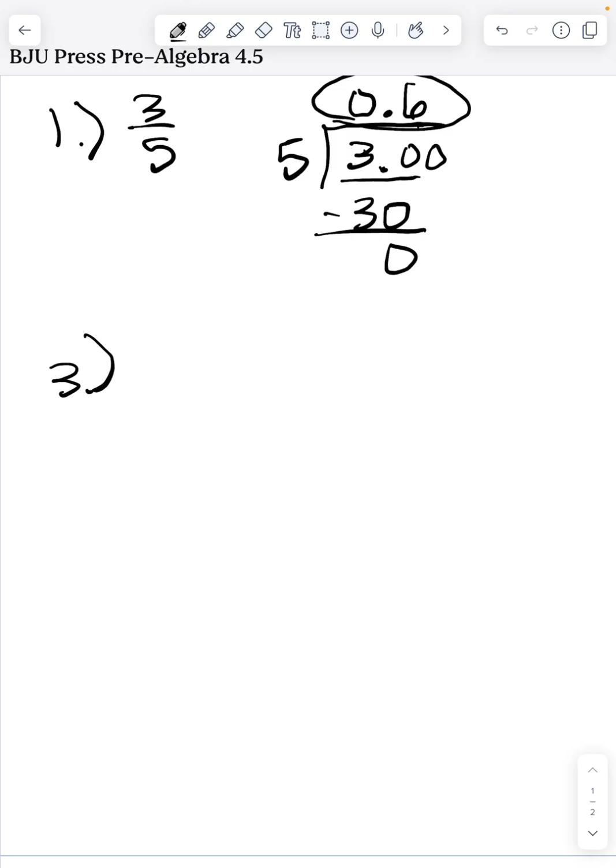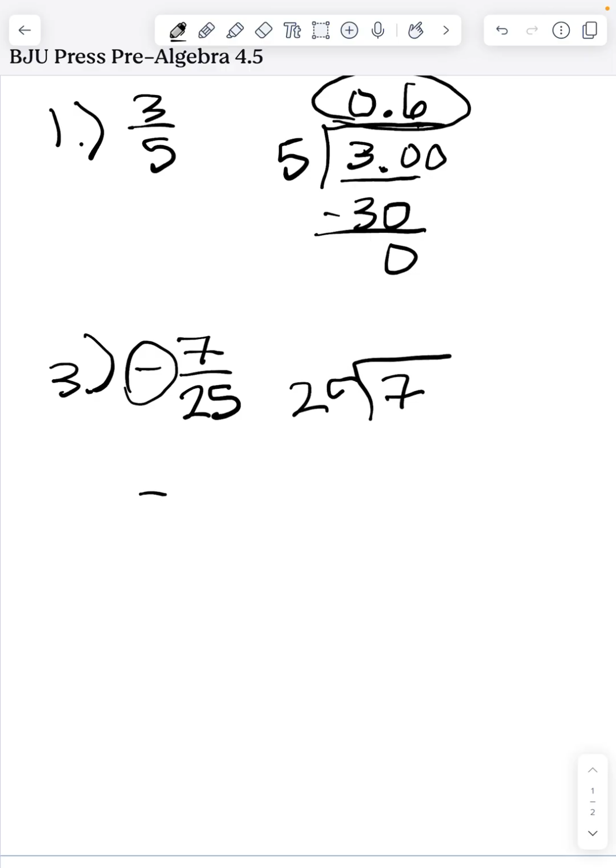Number 3. We have -7/25. So I'm just going to remember that my negative is here. I'll put it down so I don't forget it later in my answer. But I'm just going to go through the long division with 7 divided by 25. We'll have to add on an extra decimal here because we can't do 25 into 7. So we'll have to do 25 into 70. Bringing my decimal up.